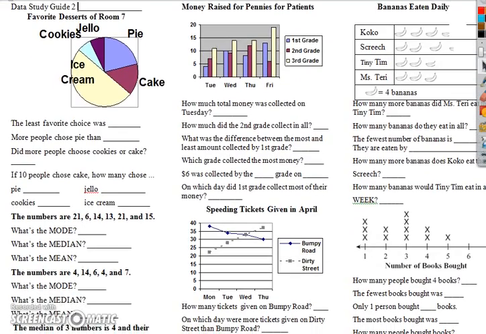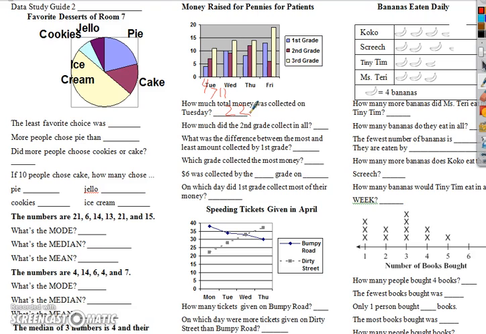Scroll back up. We got money raised for Pennies for Patients. How much total money was collected on Tuesday? So I go find Tuesday and find each of the numbers. This looks like a 4, and that looks like about a 7, and 10, 11. 4 plus 7 plus 11 gets me to 22.